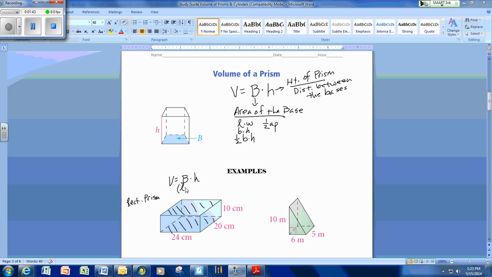Now this area of the base is going to be length times width because it's a rectangle. So 24 would be my length, 20 would be my width, and 10 will be the height. If I plug everything in, it's going to be 24 times 20, and then times the height of the prism. To do that correctly, you get 4,800 cubic centimeters.